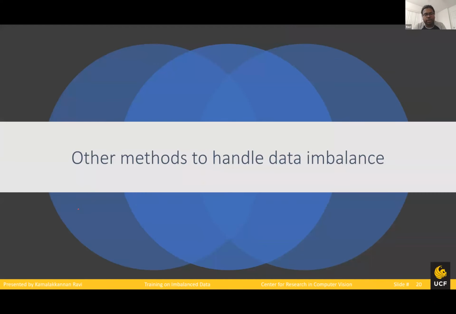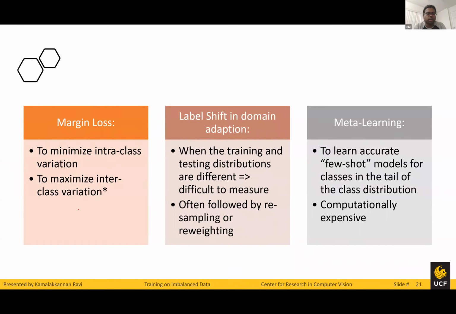This is about reweighting. There are a few other methods that we can use to learn from imbalanced data sets. One is margin loss. There we are trying to reduce the intra-class variation within a class, and also maximize the interclass variation. I have highlighted it here because this is the work this particular paper tries to build on. The other idea is label shift and domain adaptation. Usually we don't get to know the training and testing distribution of the imbalanced data set, but sometimes we do. In those cases, we can do reweighting or resampling to improve the performance.